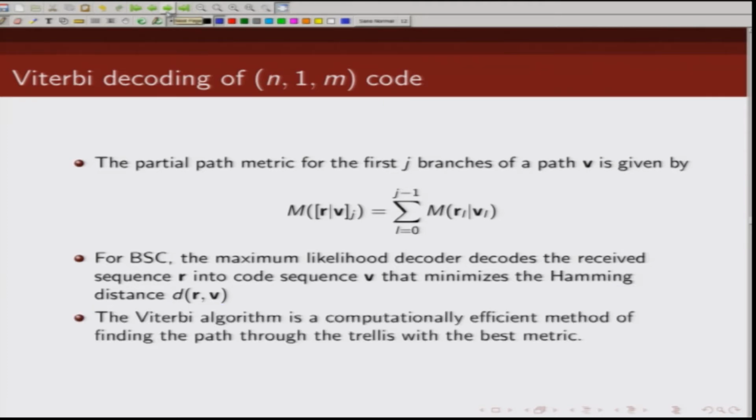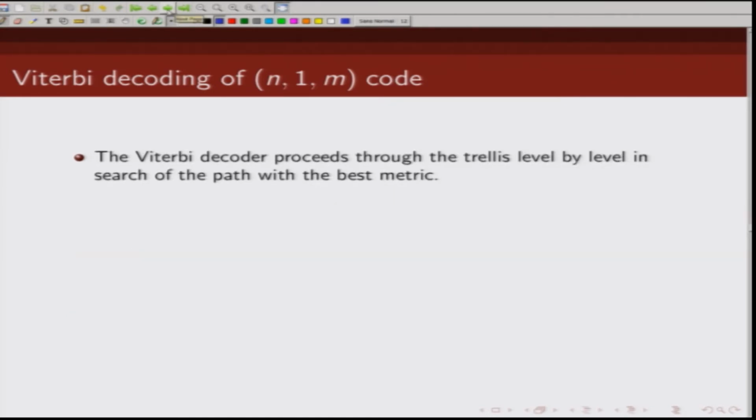And the Viterbi algorithm provides a computationally efficient method of doing just that. It tells us a way to efficiently find a path through this trellis which will maximize the likelihood function. In other words, it will choose a path that will maximize the path metric.